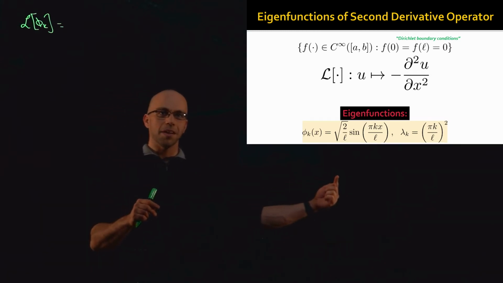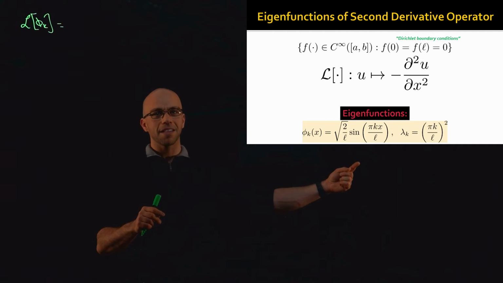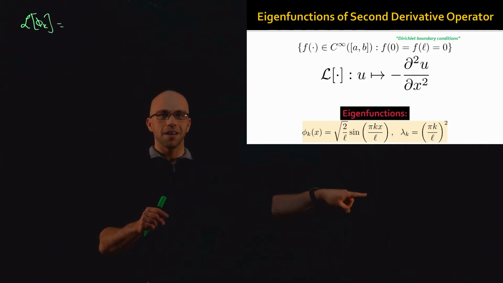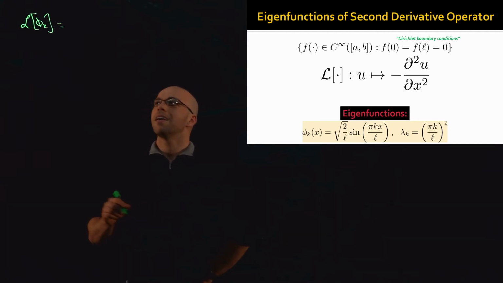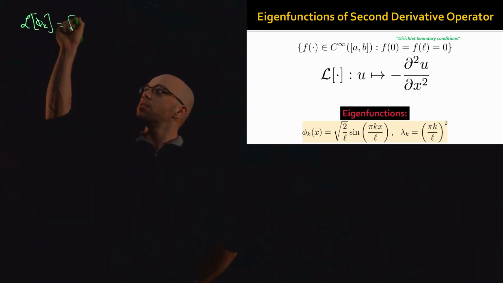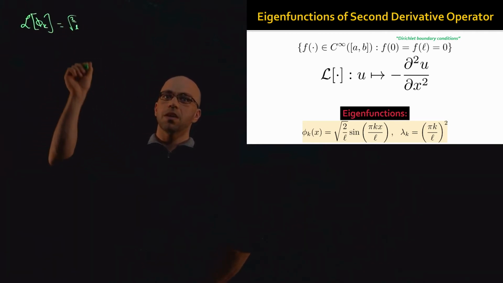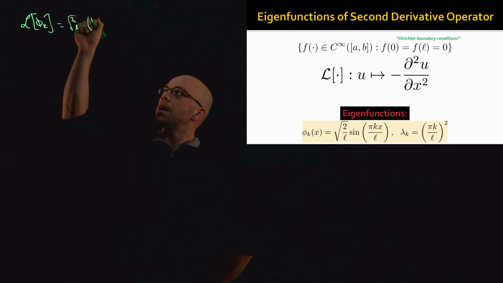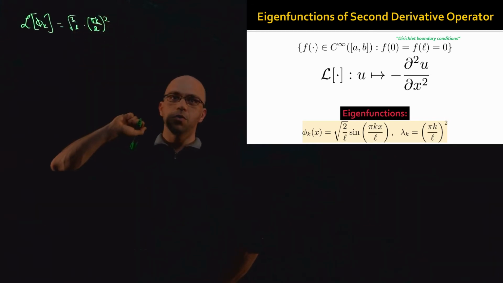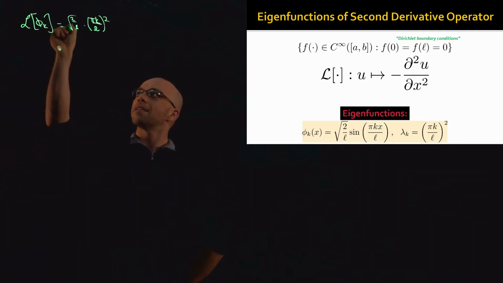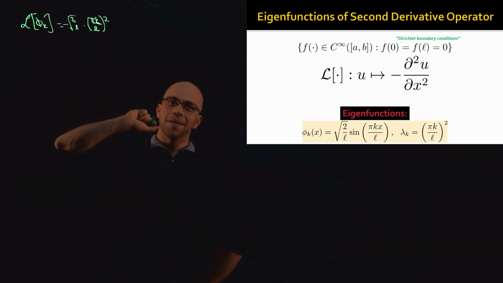So what's going to happen? Every time I differentiate with respect to x, I'm going to get a factor of pi k over L that comes out, right? So I'll have the square root of 2 over L. That's just some constant. That's not going to matter. I'll have (pi k over L) squared, because I took two derivatives. Remember that the derivative of sine is minus cosine, like that.